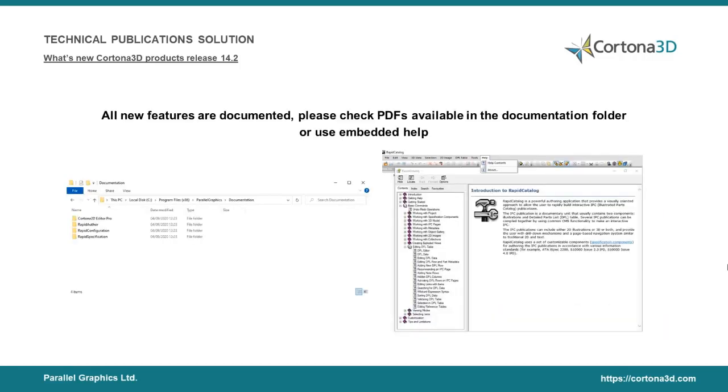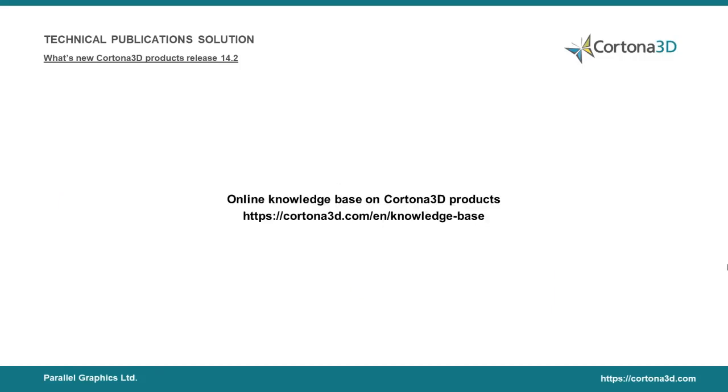Please be advised that all Cortona 3D products come with extensive documentation. Documentation is available in the form of PDF documents and embedded help, which are accessible from all of the authoring tools via the Help, Contents menu. We also have an online knowledge base on our website covering typical issues that some of our users encounter, as well as help articles.